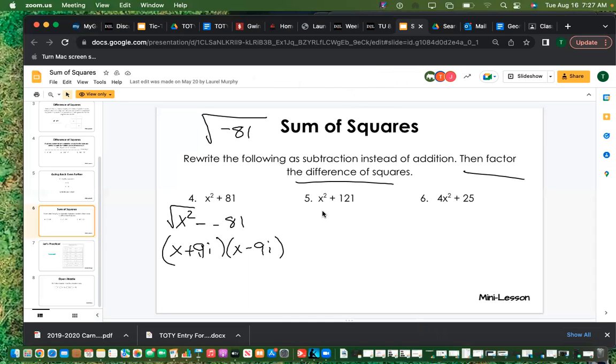Okay, so we're going to rewrite this as x squared minus negative 121. And then what's the square root of x squared? X. And then what's the square root of negative 121? What's square root of 121? 11 with an i, right? So we got x plus 11i and x minus 11i. All right, go ahead and try number 6.